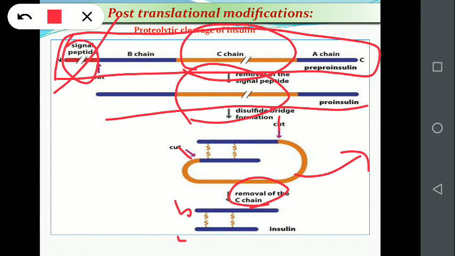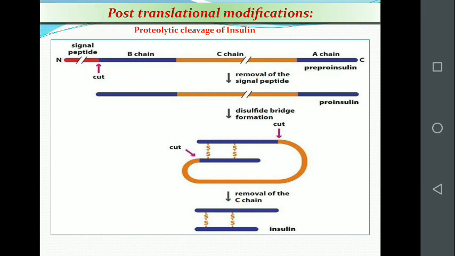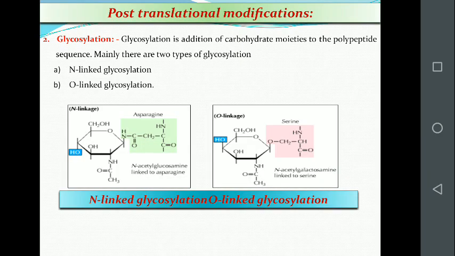So that means it is synthesized as a single large pre-pro protein, and because of the proteolytic cleavages, it forms the functional insulin, which contains two subunits, but in fact they are not the product of different genes. They are the product of a single gene, a single mRNA molecule. And the second one is glycosylation.